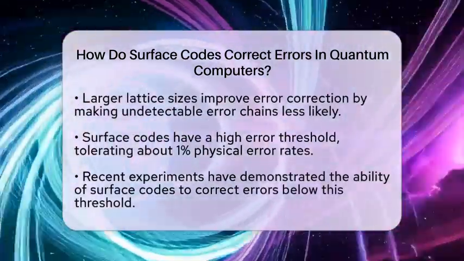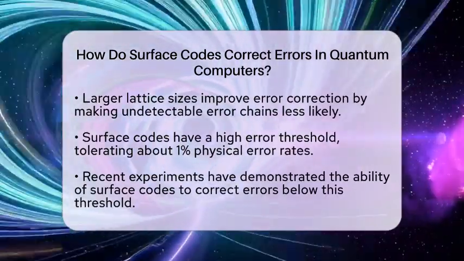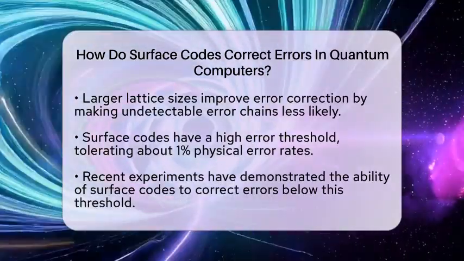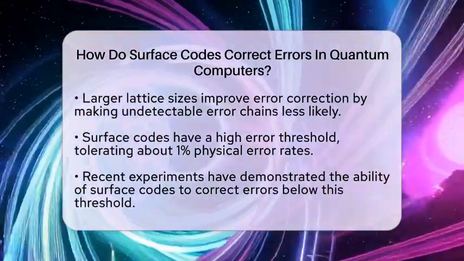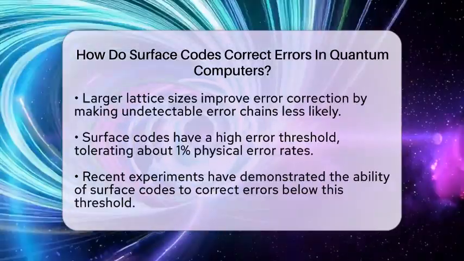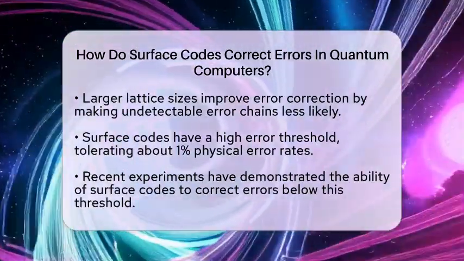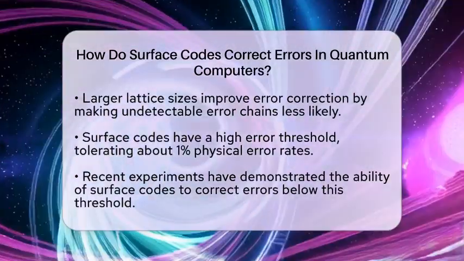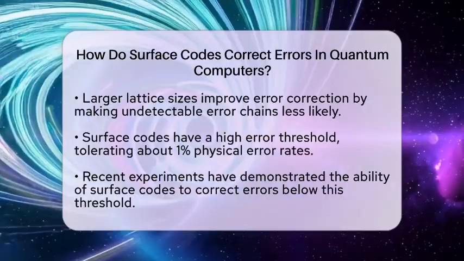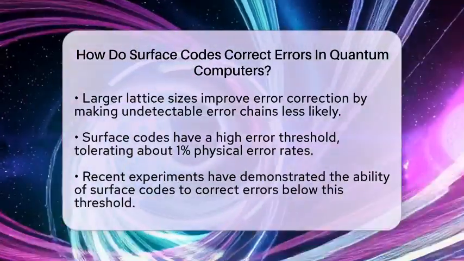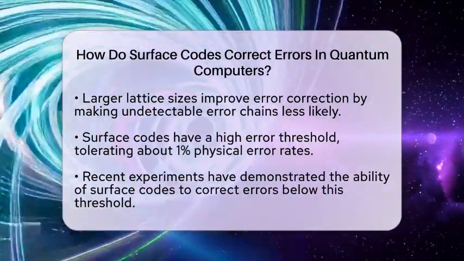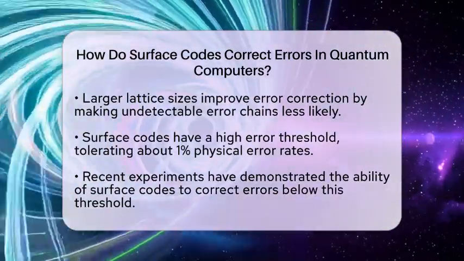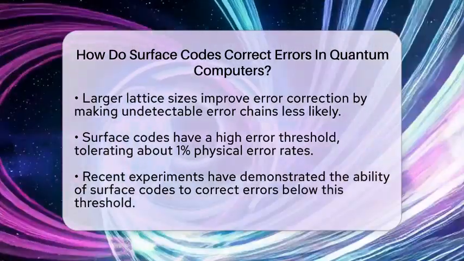They can handle physical error rates of about 1% and still keep logical errors very low as the lattice size increases. The larger the lattice, the better the error correction, because it makes it harder for errors to form undetectable chains. Recent experiments, like those by Google Quantum AI, have shown that surface codes can correct errors below this threshold. This means logical qubits encoded with surface codes can outperform individual physical qubits in resisting errors. This progress is a big step toward building reliable, large-scale quantum computers.